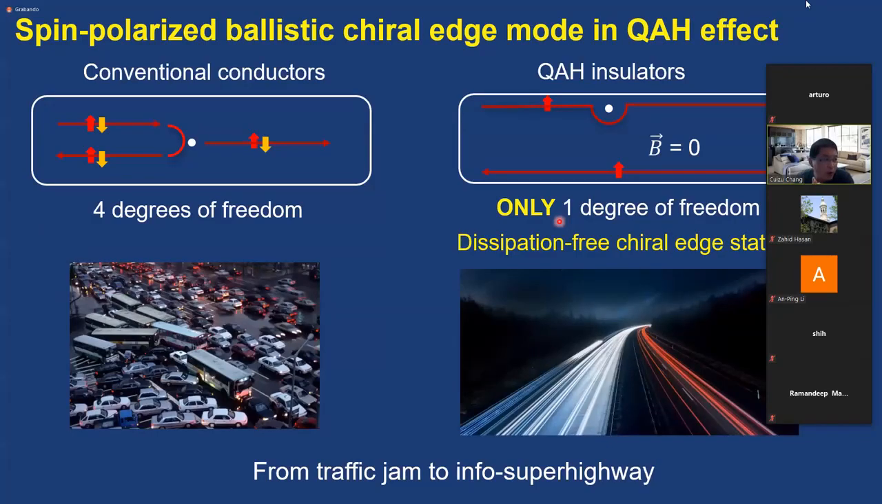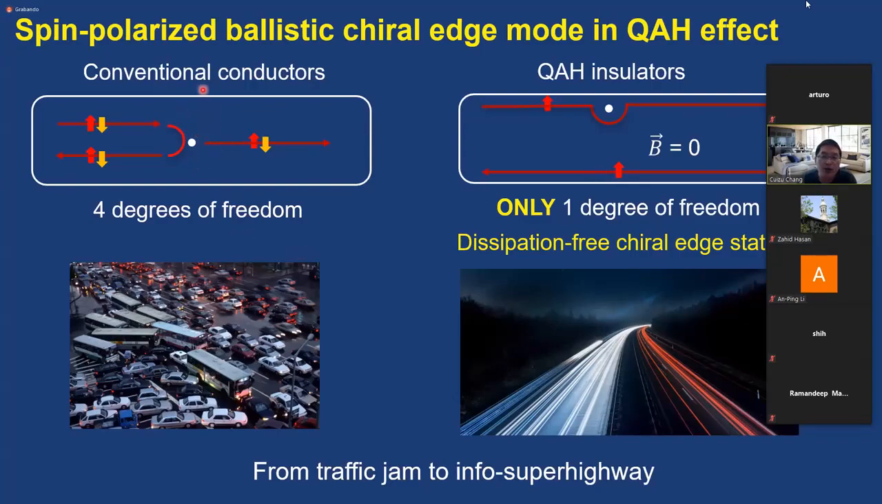Before moving on, let me say a few words about the special edge state in the quantum anomalous Hall effect. In this toy model of conventional conductors, there are 4 degrees of freedom: spin up, spin down, right mover and left mover. Impurities in these materials can backscatter the right mover to the left mover and give rise to electrical resistance. But in the quantum anomalous Hall effect, there is only 1 degree of freedom. It is just the spin polarized edge state, which we usually call the chiral edge state.